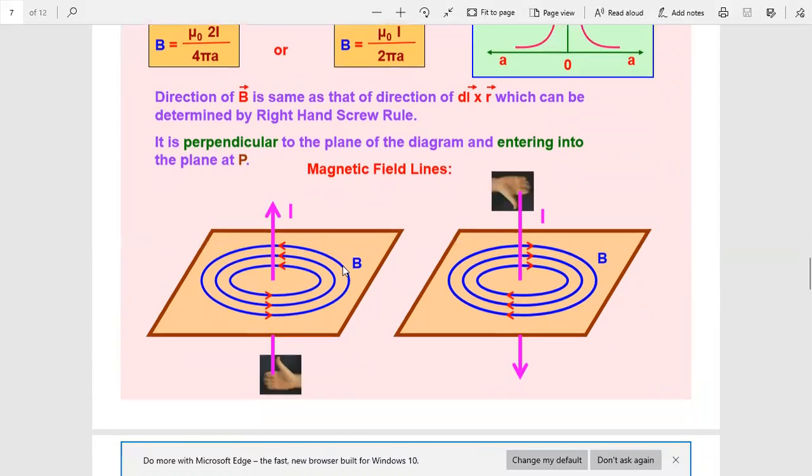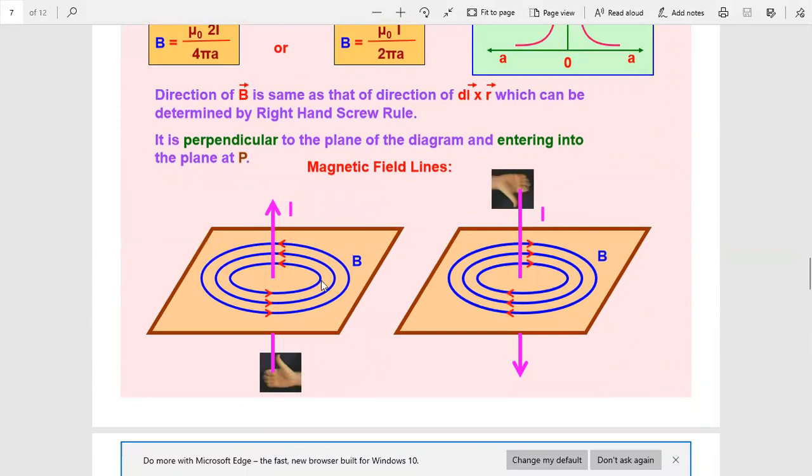Pattern of magnetic field lines is obtained by applying right hand thumb rule. If current is coming out of the plane, then you apply right hand thumb rule. Here the thumb is pointed towards the direction of current, then the curled fingers give you the direction of magnetic field. Here magnetic field will be anti-clockwise. On the other hand, if current is pointed into the plane, downwards, then magnetic field will be clockwise. Just you see in the figure.